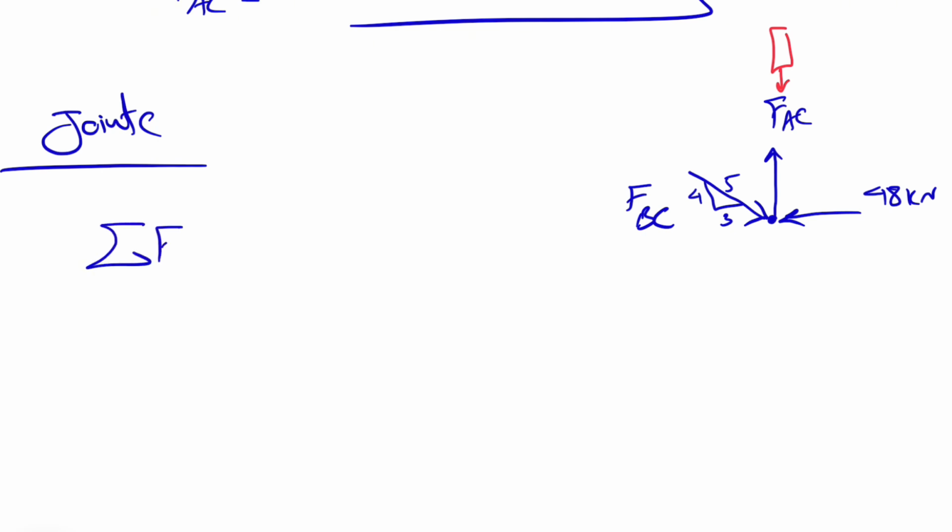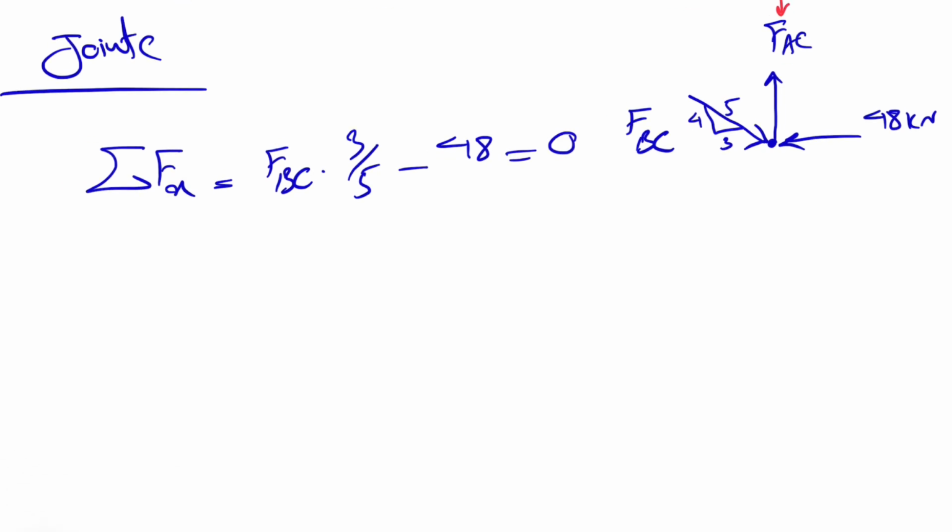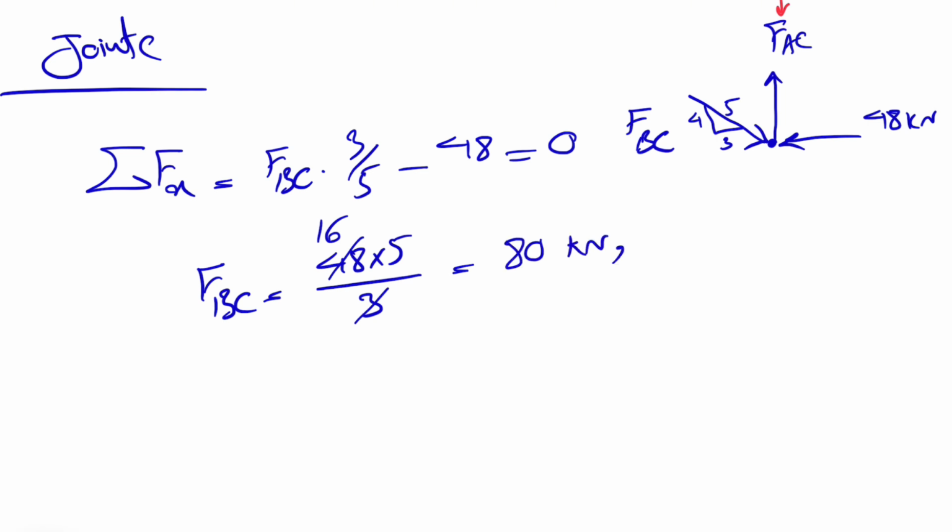And let's start with the Fx. So we have FBC, the X component would be 3 over 5 minus 48 is equal to 0. That's the only force that we have. So our FBC in here would be basically 48 times 5 divided by 3. And cancel out 3 and 48. It will be 1. 16 times 5, which will be 80 kilonewton.